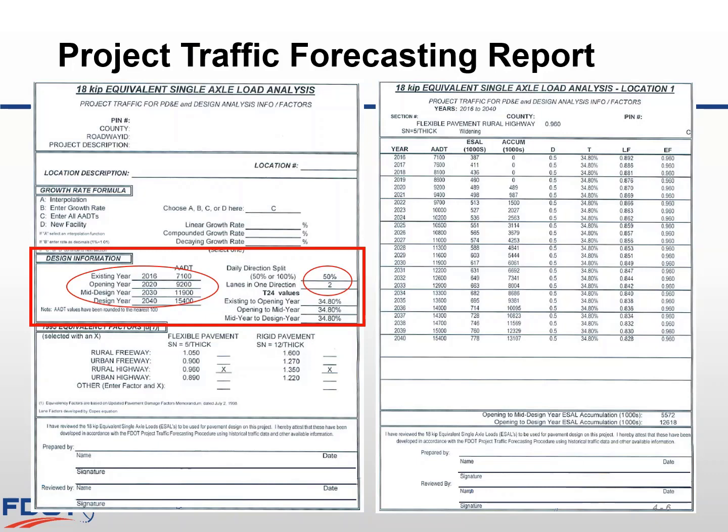So for example, a 4-lane divided highway with 2 lanes heading east, 2 lanes heading west, we would look for the directional split to be 50%. The number of lanes in one direction in that example would be 2.